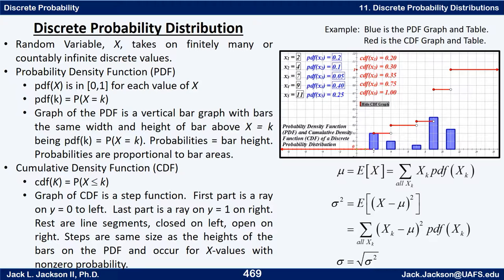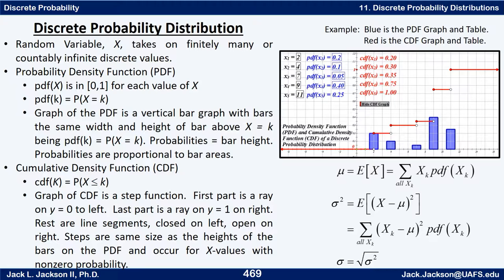The probability density function, PDF, has an output which is a probability, so it's in the interval from 0 to 1 for the output, no matter what you put in for x. It's done in such a way that PDF of k is the probability that x equals k. So the output or y value of the PDF is the probability of that particular x value.